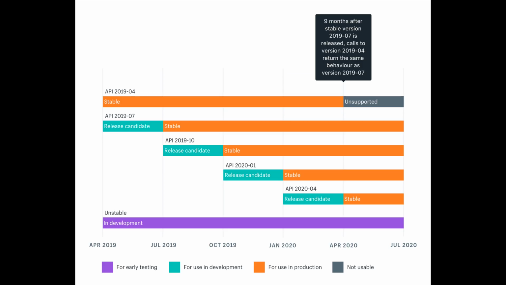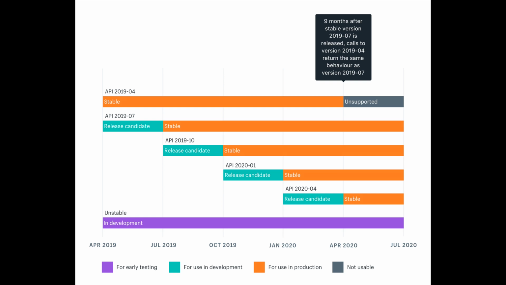This graphic produced by the docs team at Shopify illustrates exactly how versioning works really clearly. You can see that in this example, 2019-04 is released as stable alongside 2019-07 RC, shown in turquoise. Then, as 2019-07 moves into stable on July 1st, 2019-10 RC becomes available.